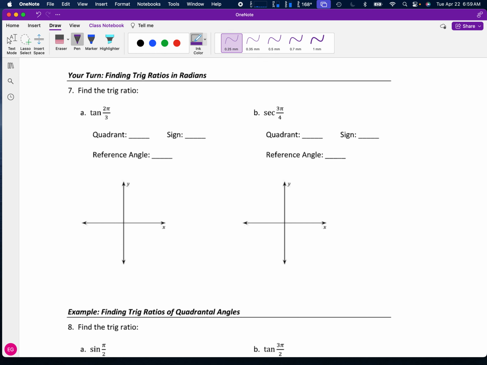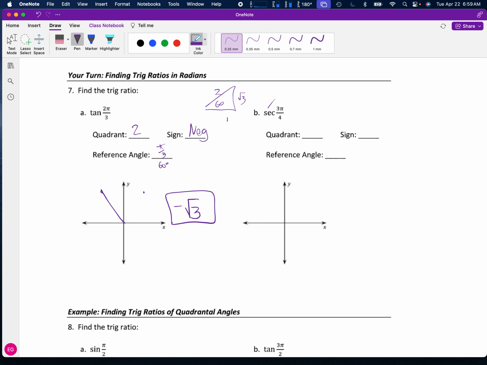Yeah, tangent 2 pi over 3. So 2 pi over 3 is going to be right here. That's quadrant 2. And tangent is negative in this quadrant. The reference angle is pi over 3, aka 60. So if I had my 60 triangle drawn somewhere, so I didn't need to redraw it every single time, I would look at that and say, hey, tangent of a 60 is going to be a square root of 3. And I know that it's negative, so I just combine them.